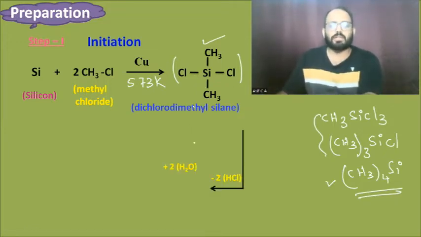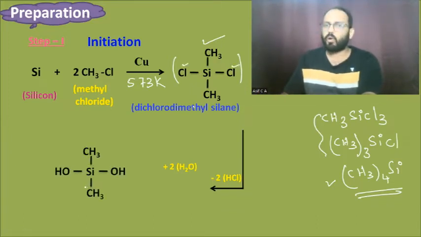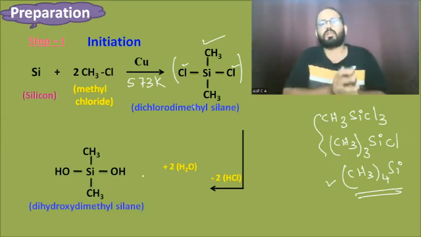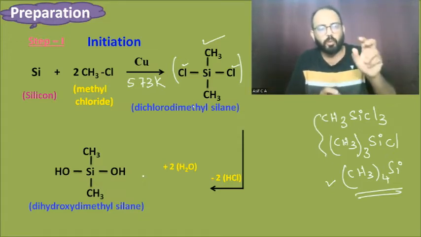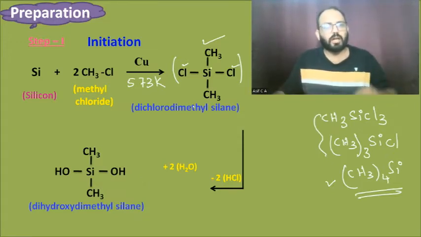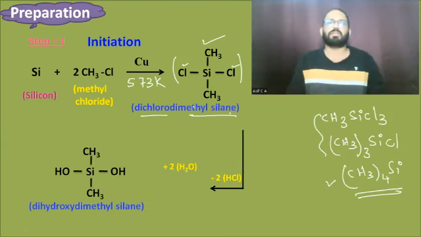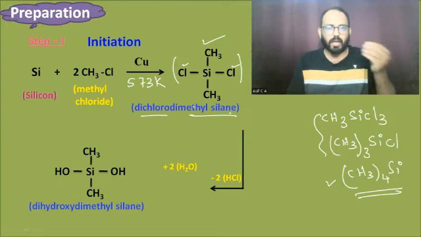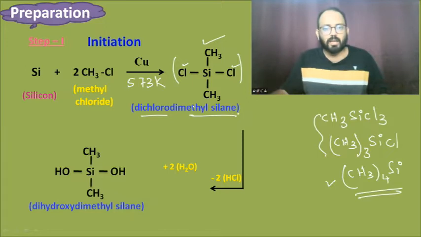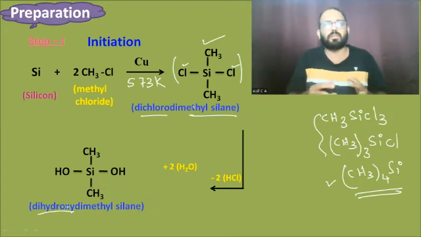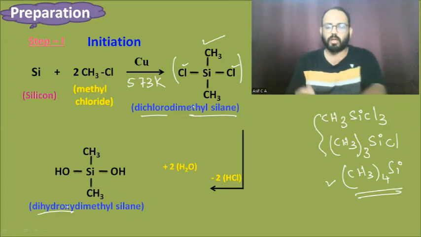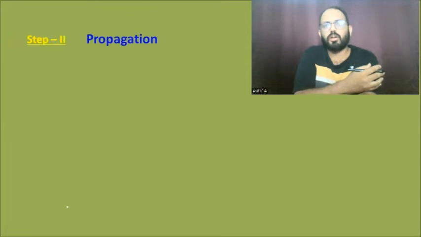When I hydrolyse this dichlorodimethylsilane, the Cl will be replaced by OH, so you are going to get dihydroxydimethylsilane. So when you react silicon with methyl chloride in the presence of copper at 573 Kelvin, you get dichlorodimethylsilane. On hydrolysis, Cl is replaced by hydroxyl groups, giving dihydroxydimethylsilane. First we've seen initiation. Now we are going to go with the propagation step.